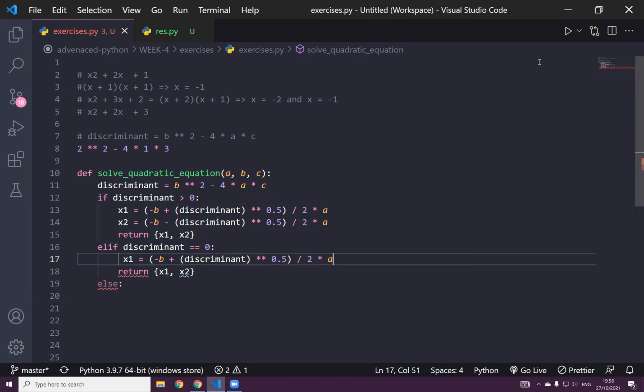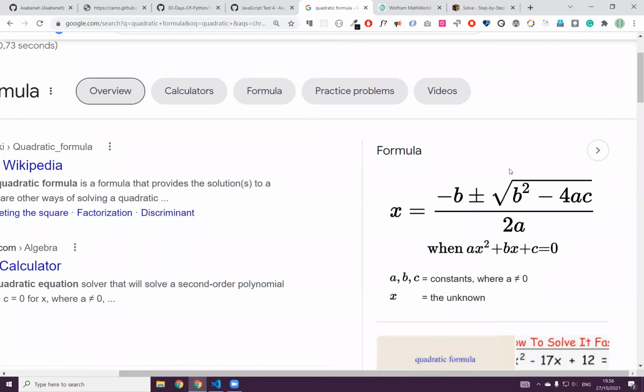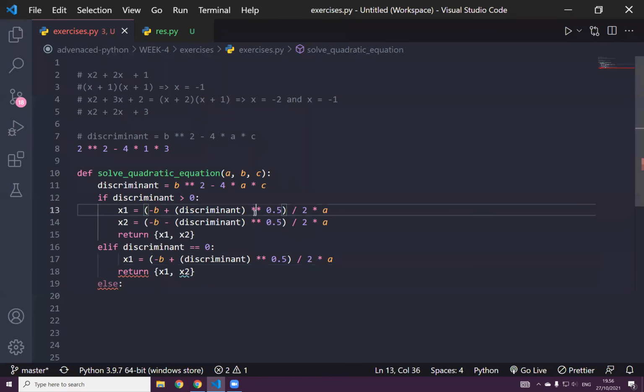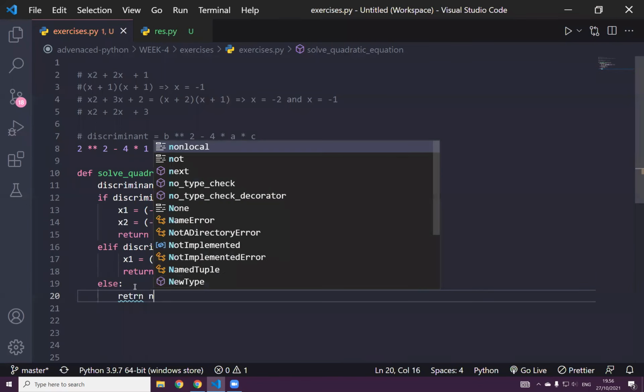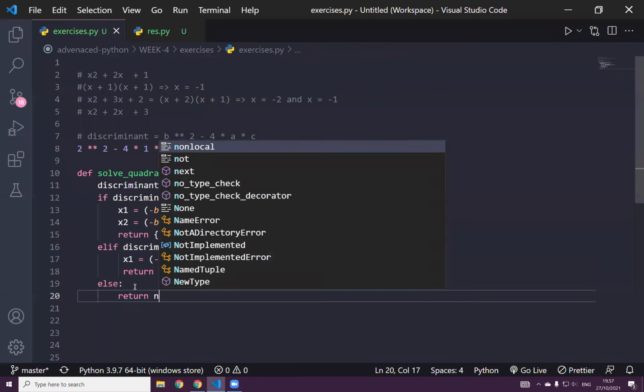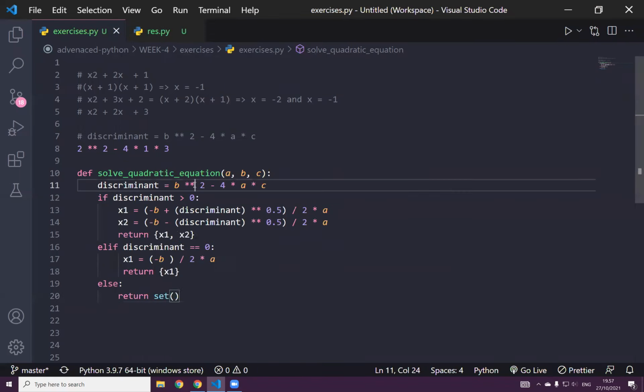But in the second part, since, as he said, this part is going to be 0, so we will have only minus b over 2a. So we don't need this part at all. Yeah, then we will have that. So our solution set is going to be just 1. For some reason, there's some indentation problem. Okay, else return nothing. So we are returning nothing, and that's going to be an empty set.